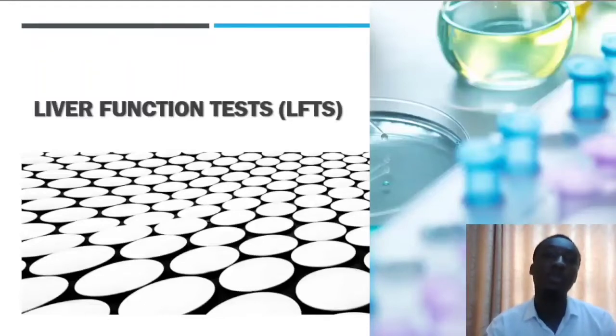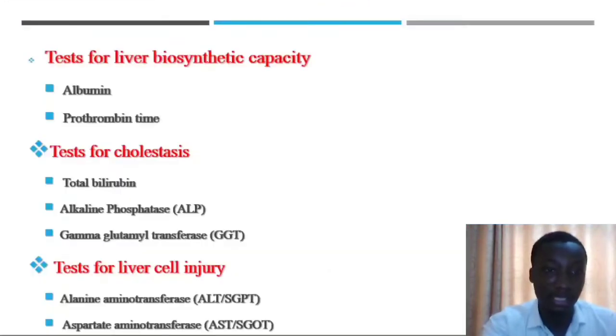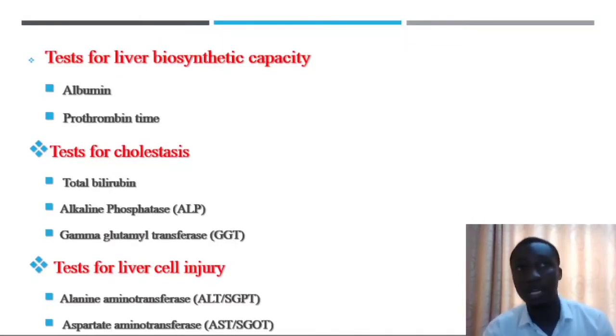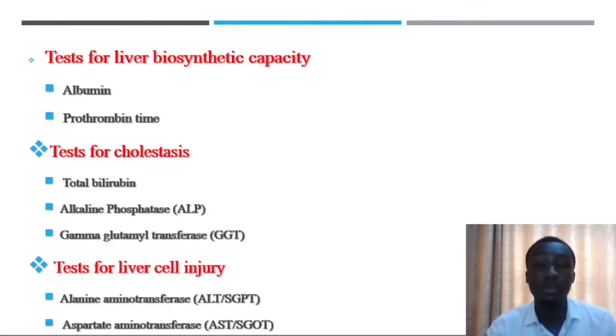But before we start, we want to know brief information concerning the liver function test. The liver function test is actually divided into three. We have tests for liver biosynthetic capacity, tests for cholestasis, and tests for liver cell injury. For liver biosynthetic capacity, we have albumin, prothrombin time, and also total proteins. They are there, but we just want to discuss albumin and prothrombin time.